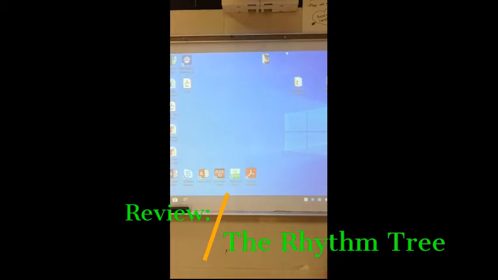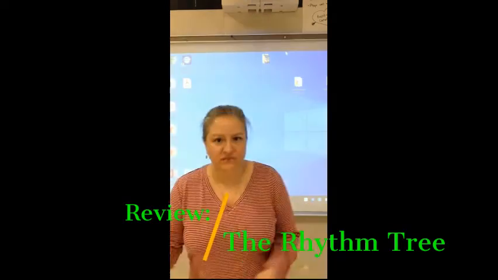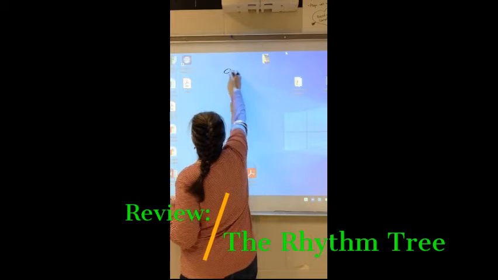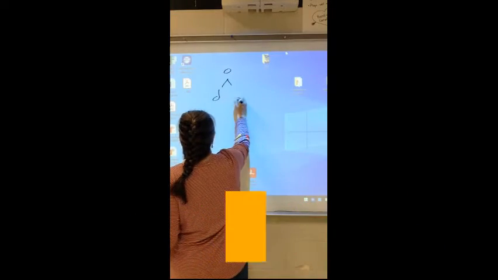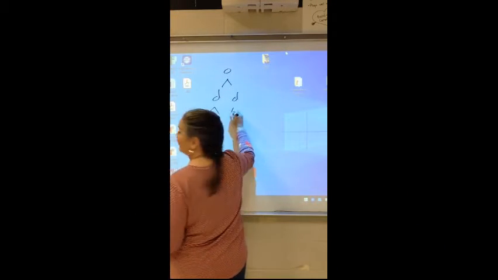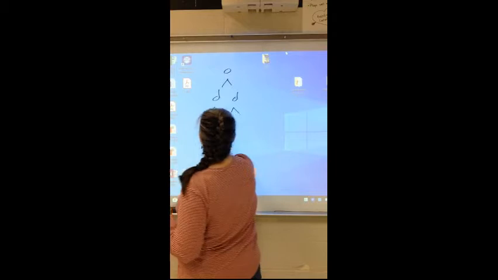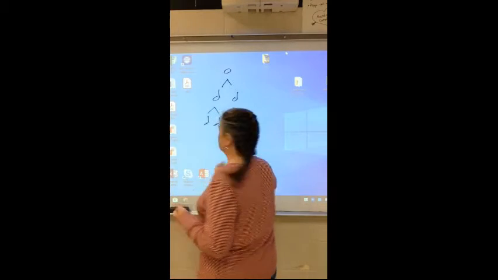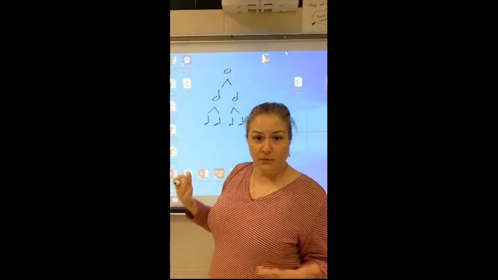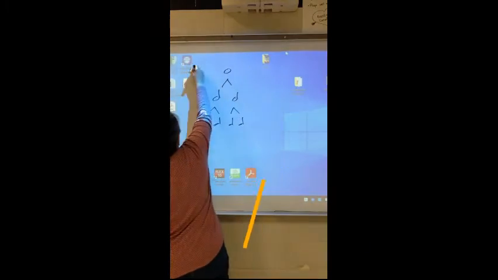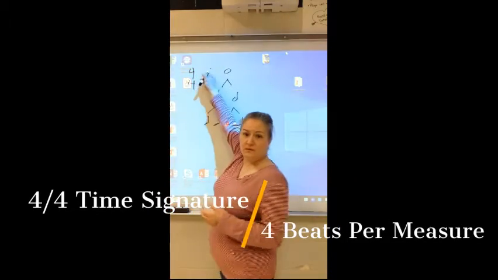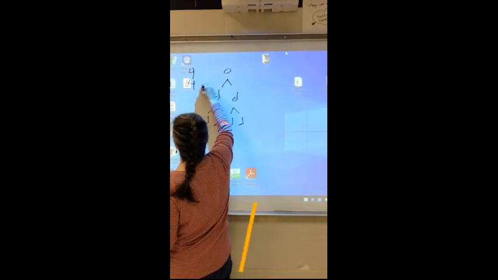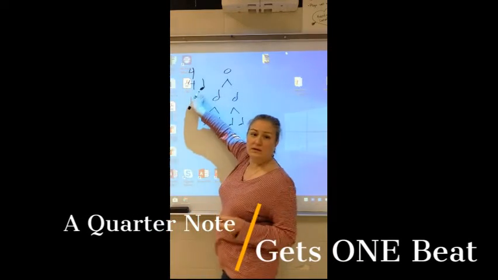When we first started talking about rhythms, first semester, we did our rhythm tree, where we started out with a whole note and we split it into half notes, and then we split that again into quarter notes. This is just quick review, but if we're in 4/4 time, which means there's 4 beats per measure, a quarter note, which looks like this, gets one of those beats.